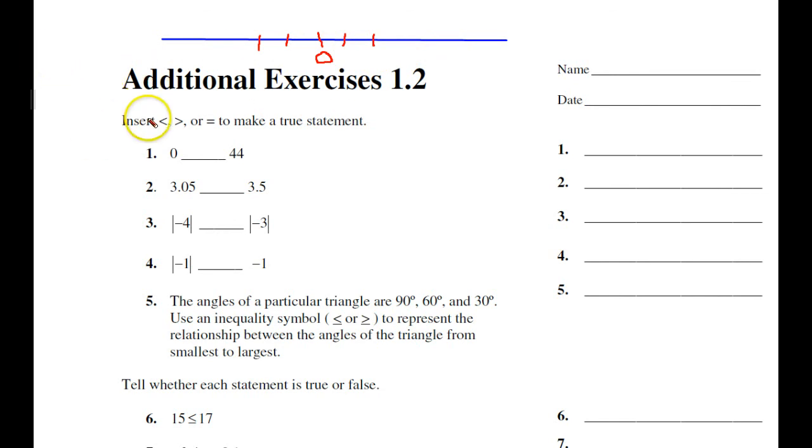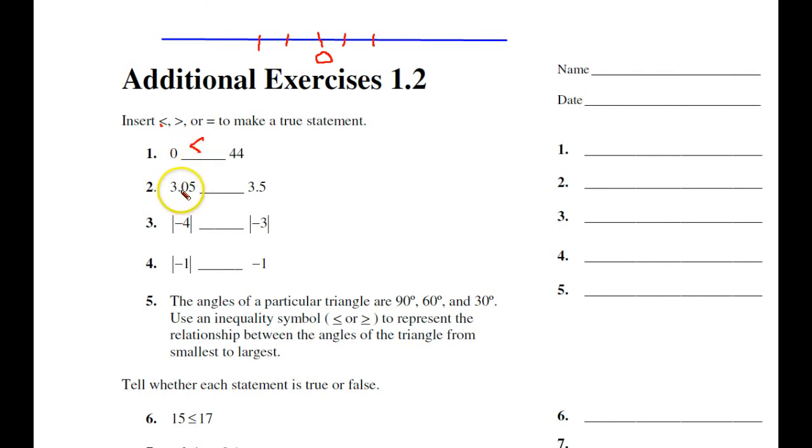So the first type of exercise they're going to have us do is to figure out what to insert here. These inequality signs, this is less than, greater than, or equal to. And again, if you want a mental thing, put it on the number line. So 0 is here, 44 is way out there, and we said anything to the right is greater than. So anything to the left, 0 is less than.